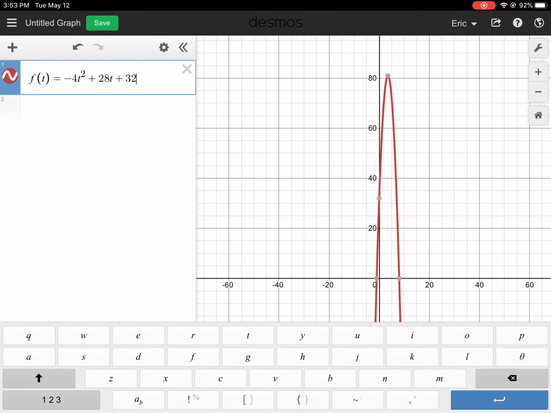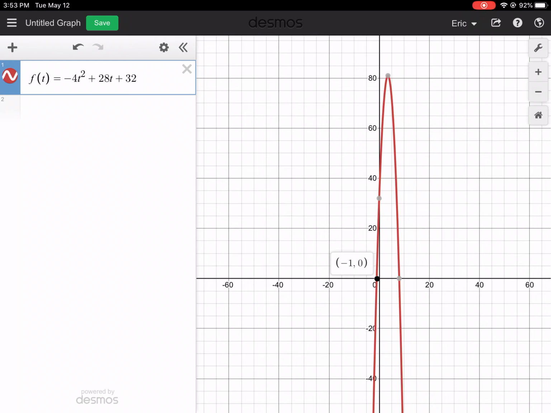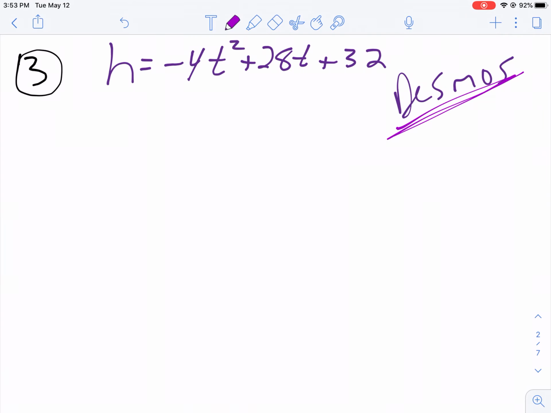So once you put that in, you can't have a negative time, so you're not going to have negative 1 second, so just get rid of that one. And it's going to be 8 seconds, so it's going to go up in the air, and it's going to come down in 8 seconds. So this would be 8 seconds.